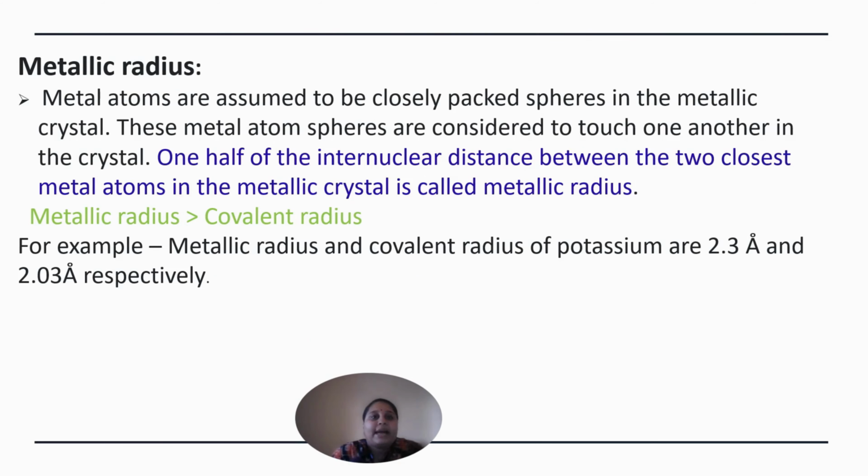So the next is metallic radius. Metal atoms are assumed to be closely packed spheres in the metallic crystals, and these metal atom spheres are considered to touch one another in the crystals. So one half of the internuclear distance between the two closest metal atoms in the metallic crystal is called the metallic radius. So metallic radius is greater than covalent radius. The metallic radius and covalent radius of potassium are 2.3 angstrom and 2.03 angstrom.